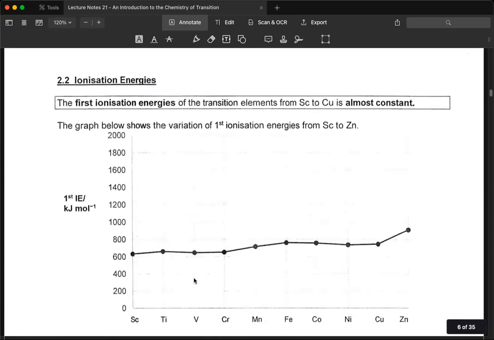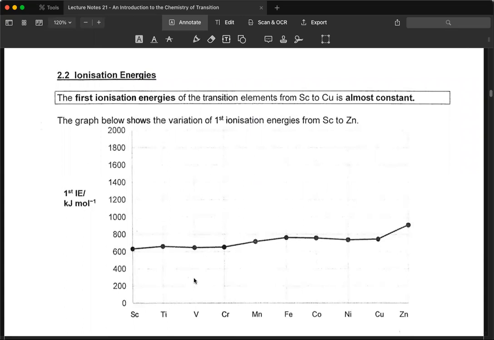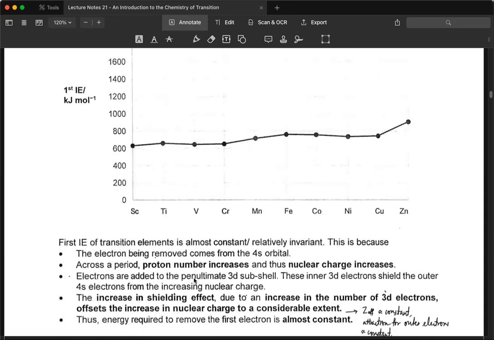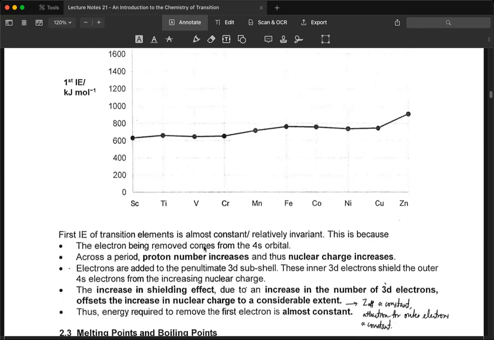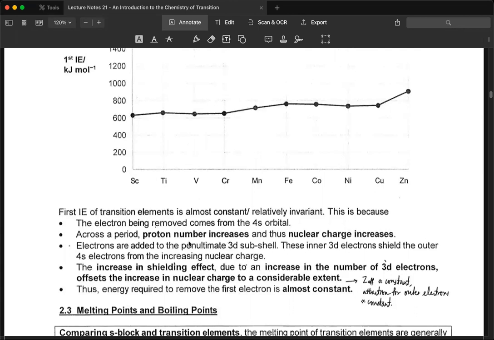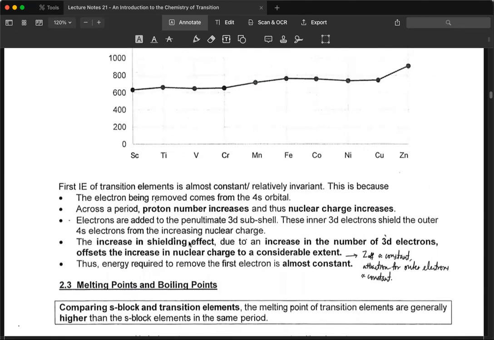So the first IE of the transition metals, just like the atomic radius, is almost constant, almost. Just like the previous reason, the first IE of the transition metals is almost constant because the electron being removed comes from the 4s orbital. Across the period, proton number increases and thus nuclear charge increases. The electrons across the period are added to the 3d subshell. The inner 3d electrons shield the outer electrons from the increasing nuclear charge. So the increase in shielding effect due to the increase in number of 3d electrons across the period offsets the increase of the nuclear charge to a considerable extent. So the effective nuclear charge only increases slightly. All right. So the energy required to remove the first electron is almost constant.